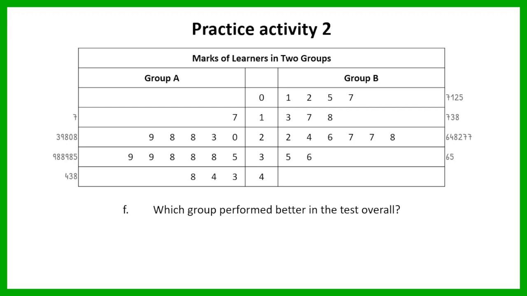Okay, so now let's go through all of those questions. The first one, question A, find the modal class for each group. So first, let's have a look at group A. We're looking for the interval that has the highest frequency or the most values. That is this one over here. This is the 30s, so that's from 30 to 39. So our modal class for group A is 30 to 39.